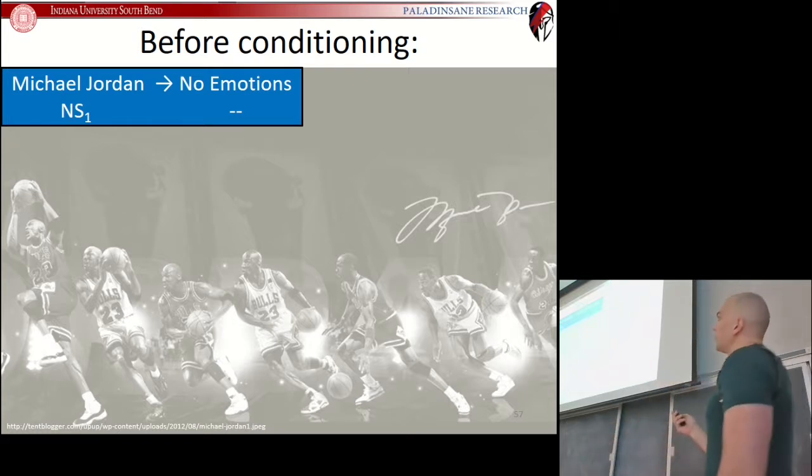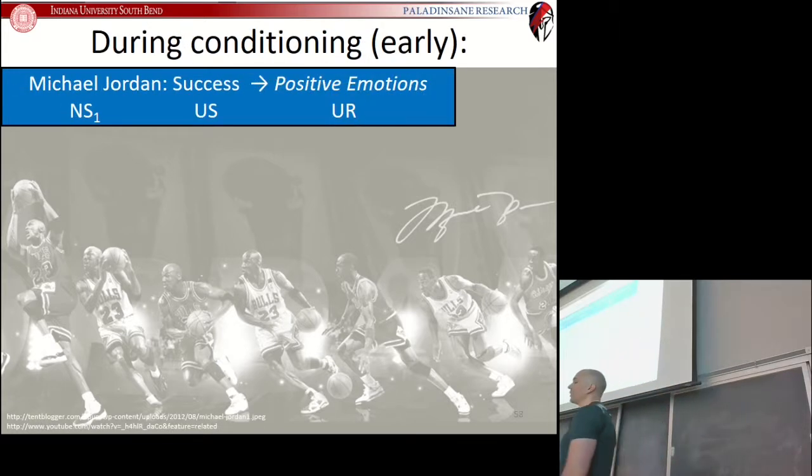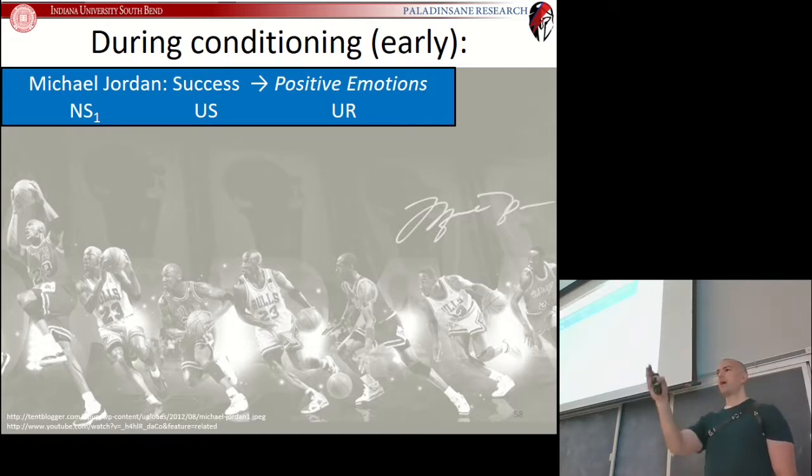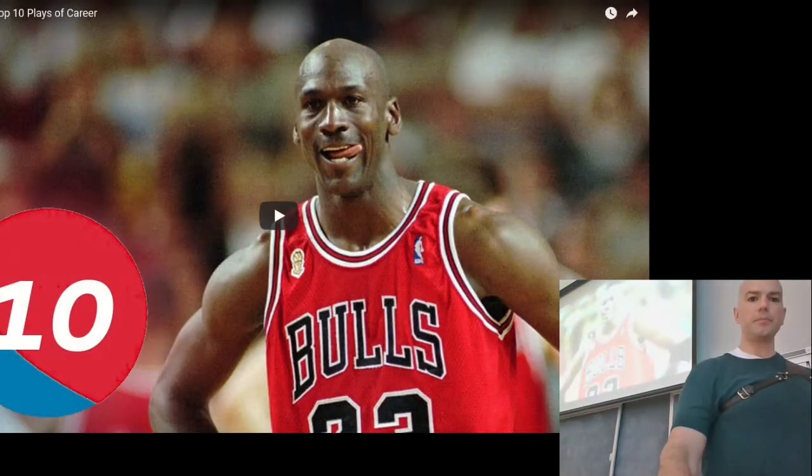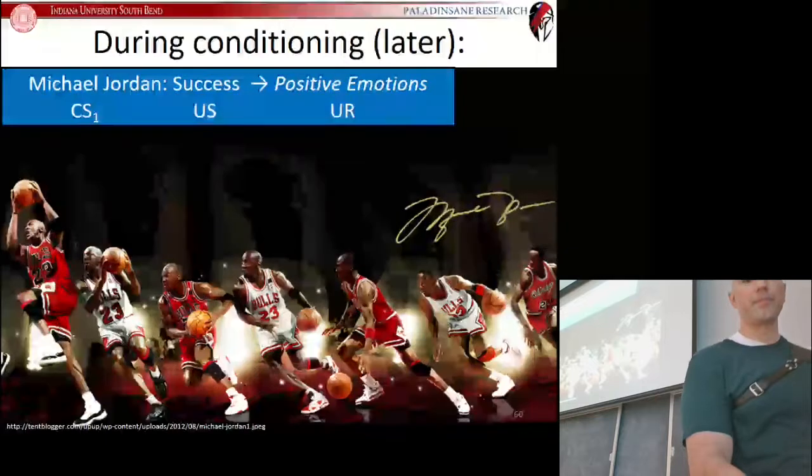I have no emotions for him. So what happens? Well, during his NBA career, because he was such a skilled player, Michael Jordan, that neutral stimulus, was paired with success, and that success led to positive emotions. So over and over again, the neutral stimulus of Michael Jordan was shown, that was followed by success, and that led to positive emotions. So what are we talking about in terms of the success that followed Michael Jordan? Let's take a look at some of his plays.